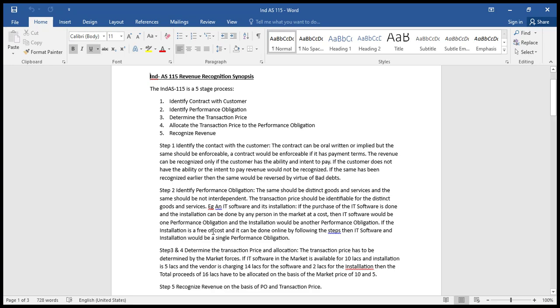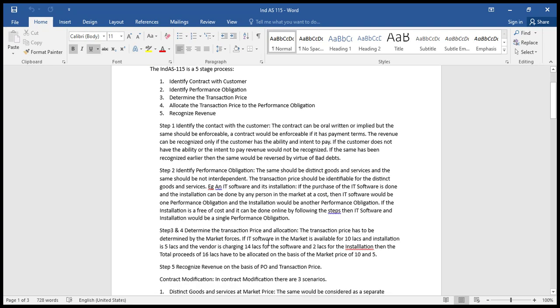If the installation is free of cost, it can be done online by following the steps. IT software and installation will be a single performance obligation.